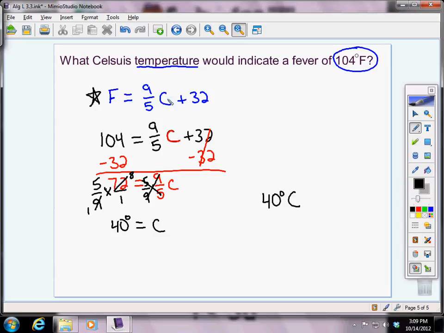So please make sure you have this formula, and when we use it, we just solve an equation. If we're solving for a Celsius temperature, you solve the equation just like any other equation you've been given.